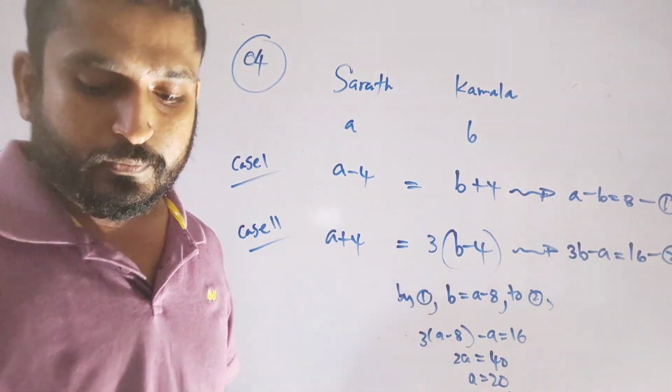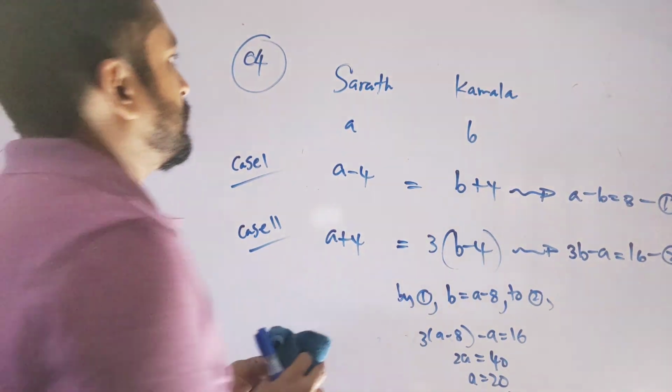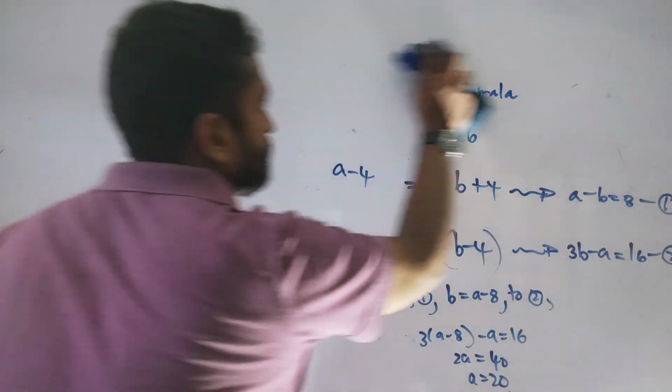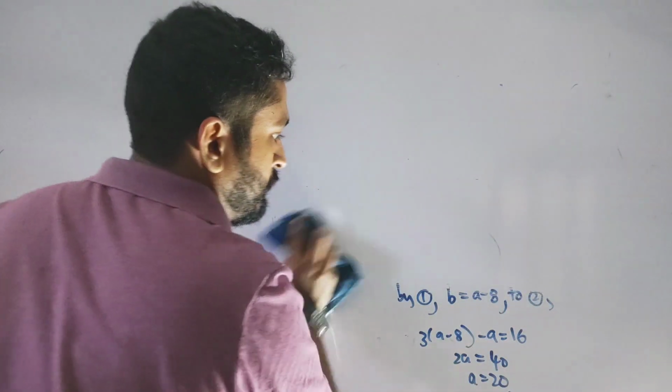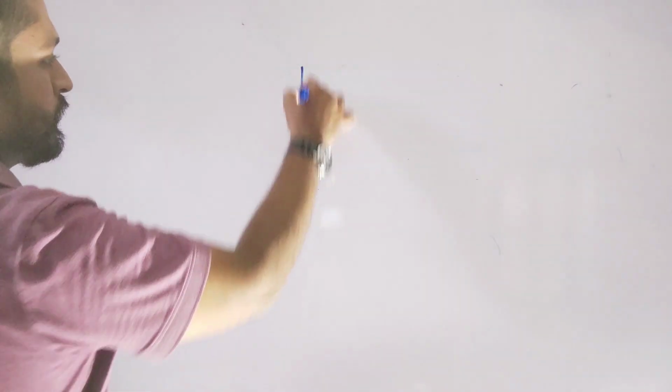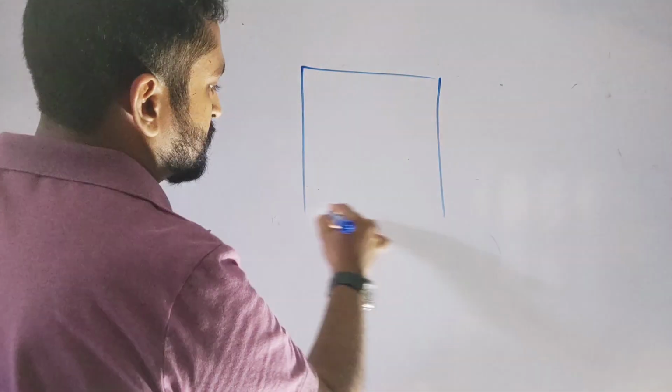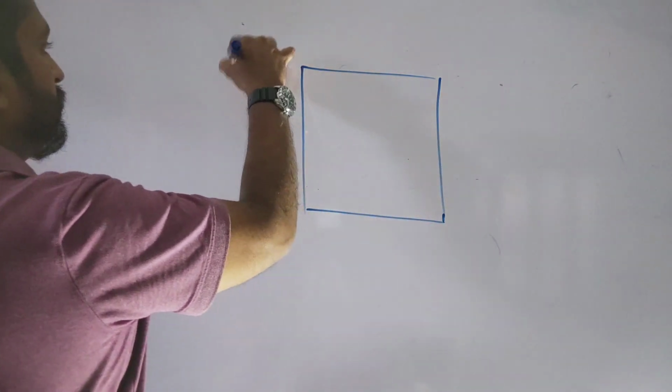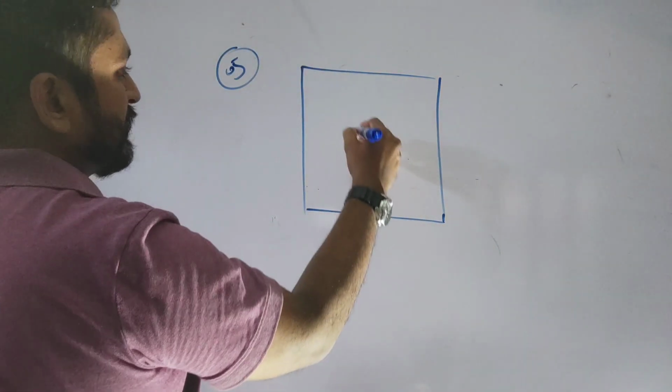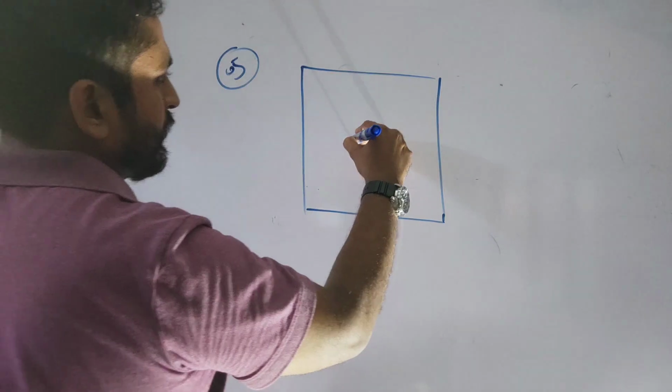Okay. Right. The next. The last question, question number 5. In question number 5, ABCD is a square and P is any point inside the square. Any point. So, in question number 5, ABCD is a square, P is any point. So, I'll make it here.